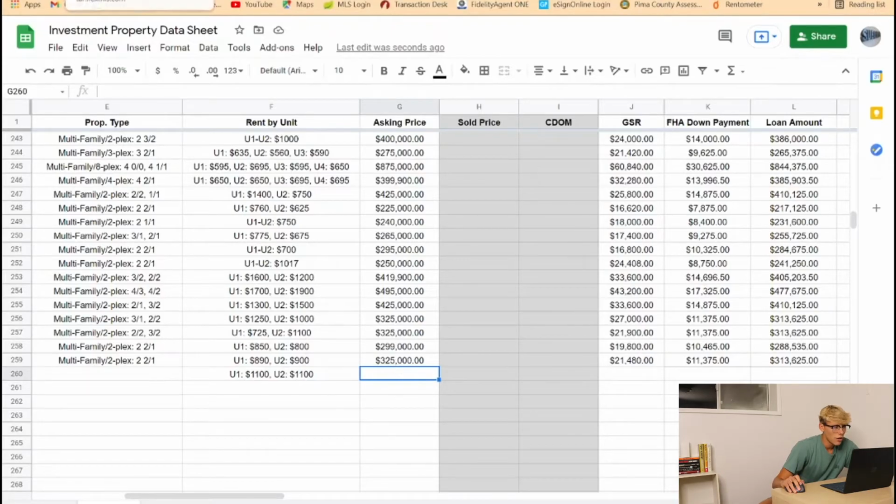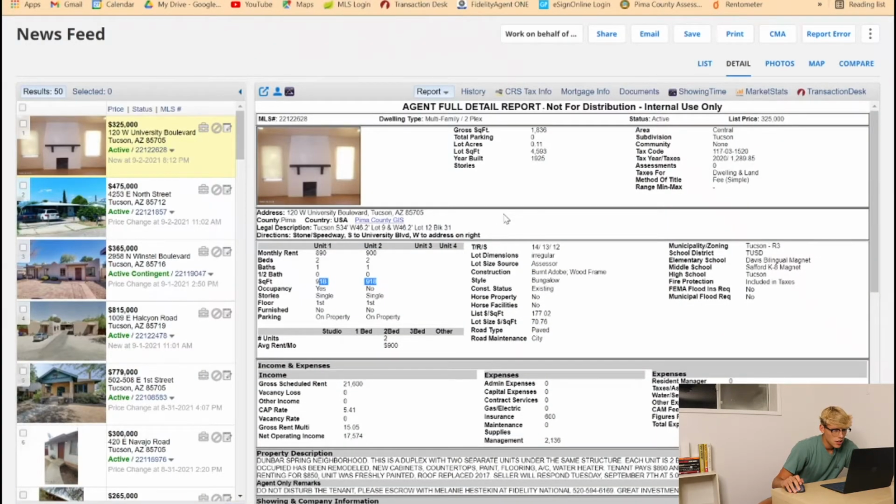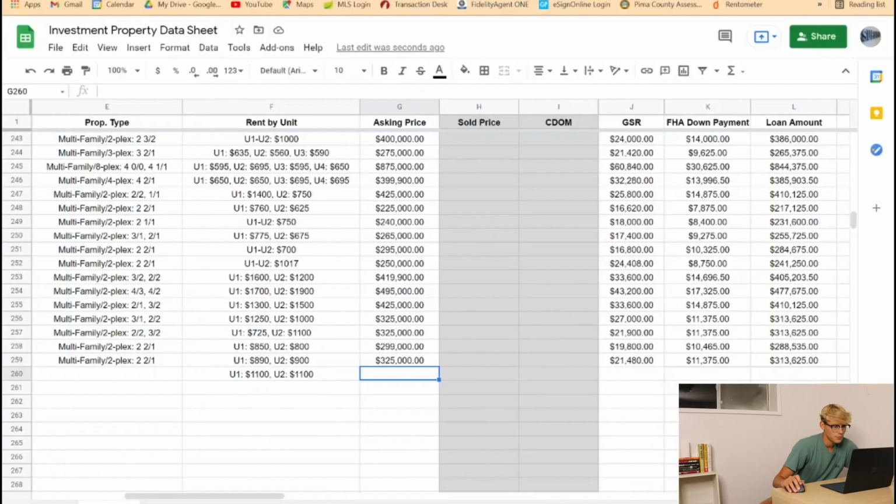One of the things I like to do with asking price: the market's crazy right now, so to try and get anything lower than what it's listed for is probably not too common. But let's just say we know the seller somehow, and they really like us, they want to sell to us, and so we get it for an even $300,000. So let's just say that fantasy land happens.